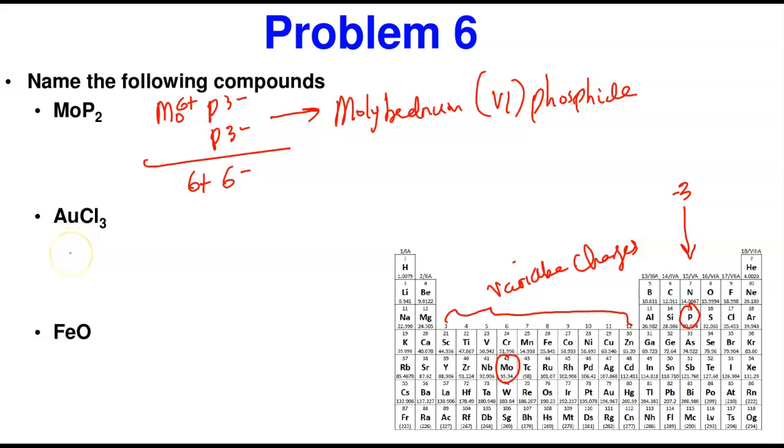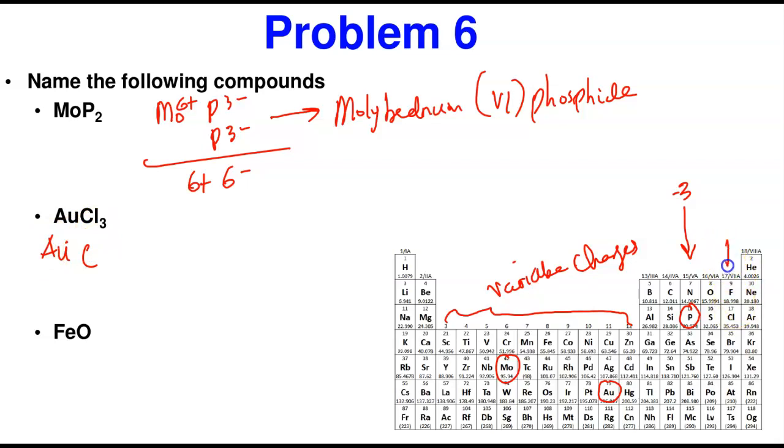Gold again is part of those guys we've been talking about. It is also a transition metal. It is located at this point again. Au. We don't know the charge, so we're going to just say Au. We don't know, but we know chloride is -1.